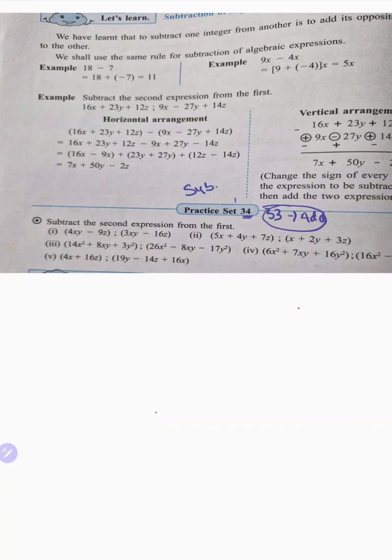The subtraction of the second expression from the first. There are two types, the same as addition: horizontal and vertical. We discuss both methods. First we solve the practice set of 34. Taking one example, before we discuss the practice set, we solve one easy example of subtraction by the horizontal and vertical methods.